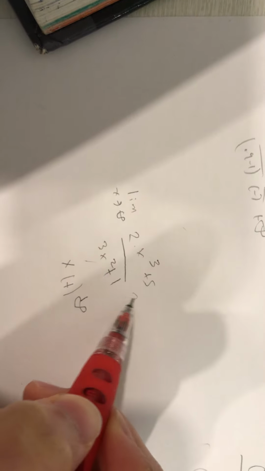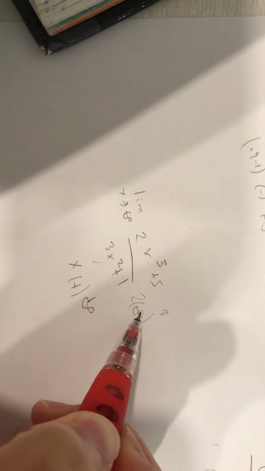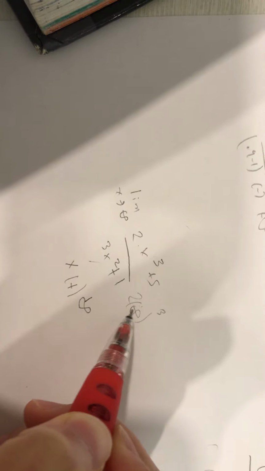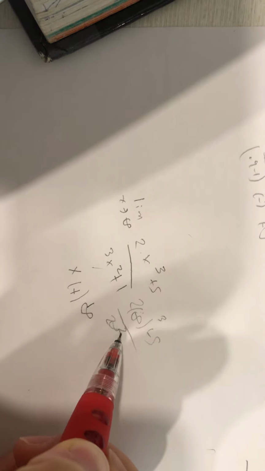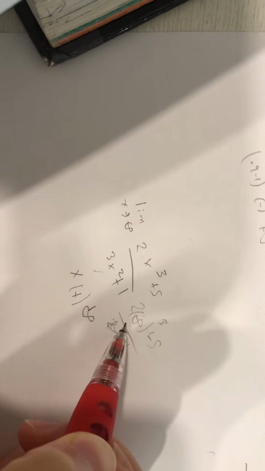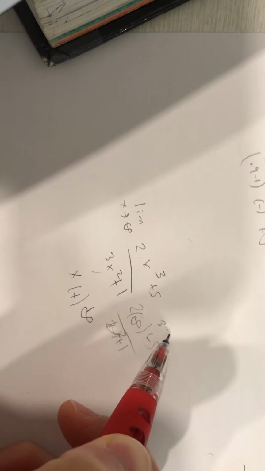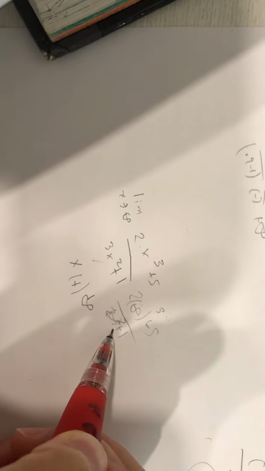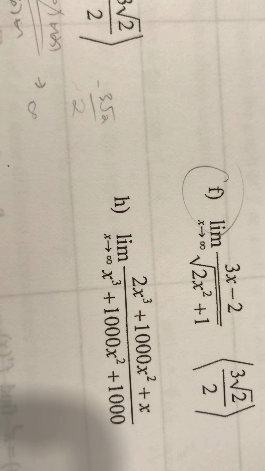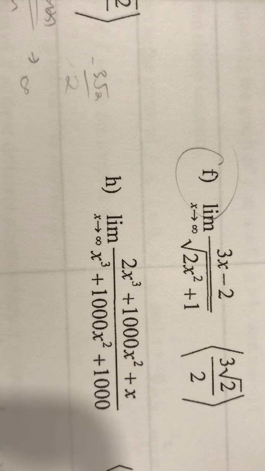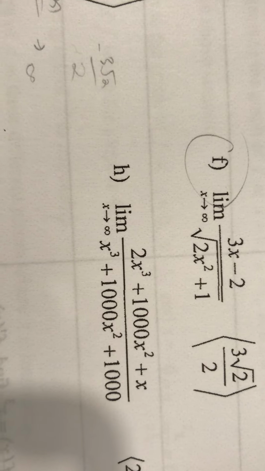I guess you could also say that 2 times infinity, like 2 times a really big number, third plus 5 over 2 times a really big number squared plus 1, so this one will be a lot bigger than this number, making it reach infinity. That was a bad explanation, but moving on, we can do f. The limit as x approaches infinity, 3x minus 2 over square root 2x squared plus 1.